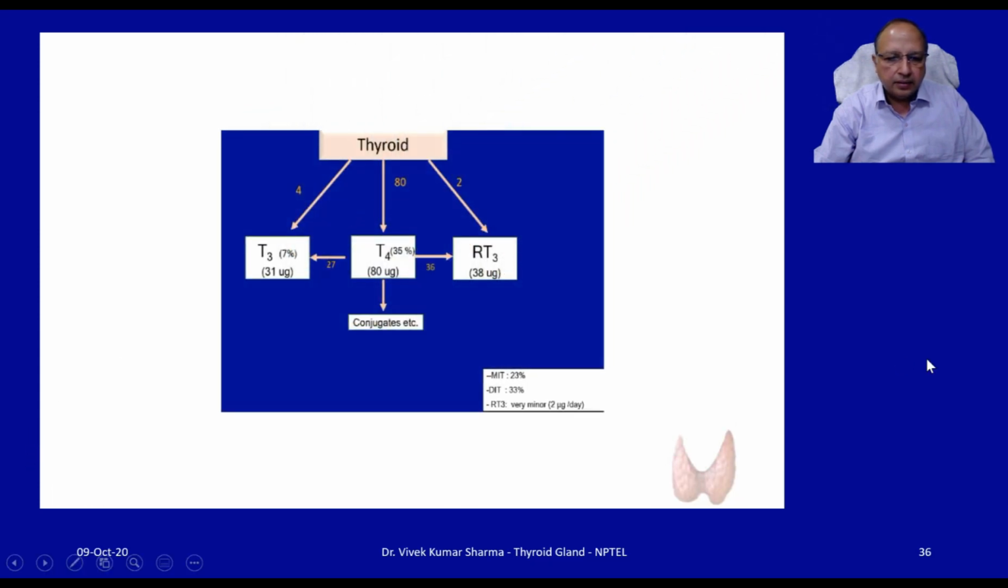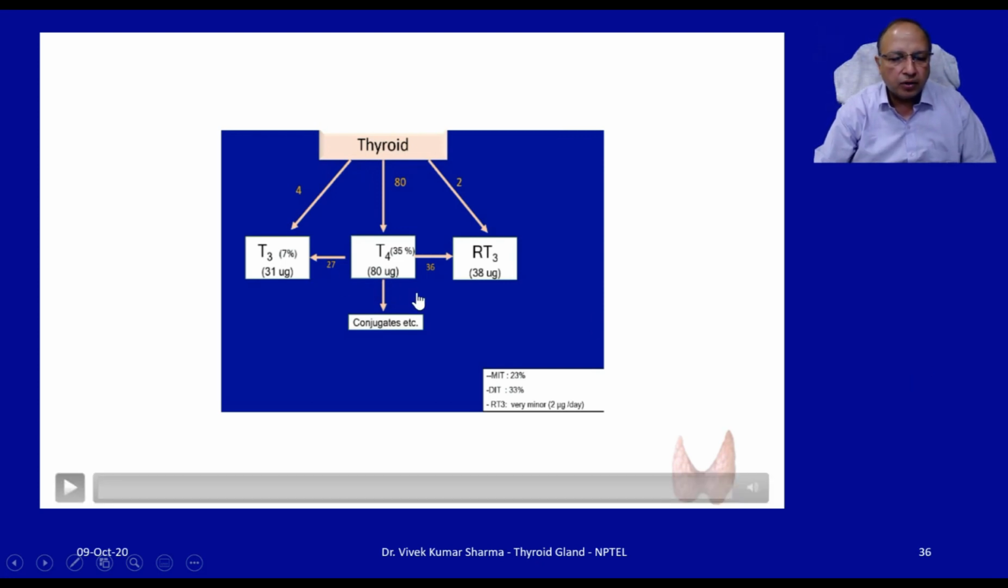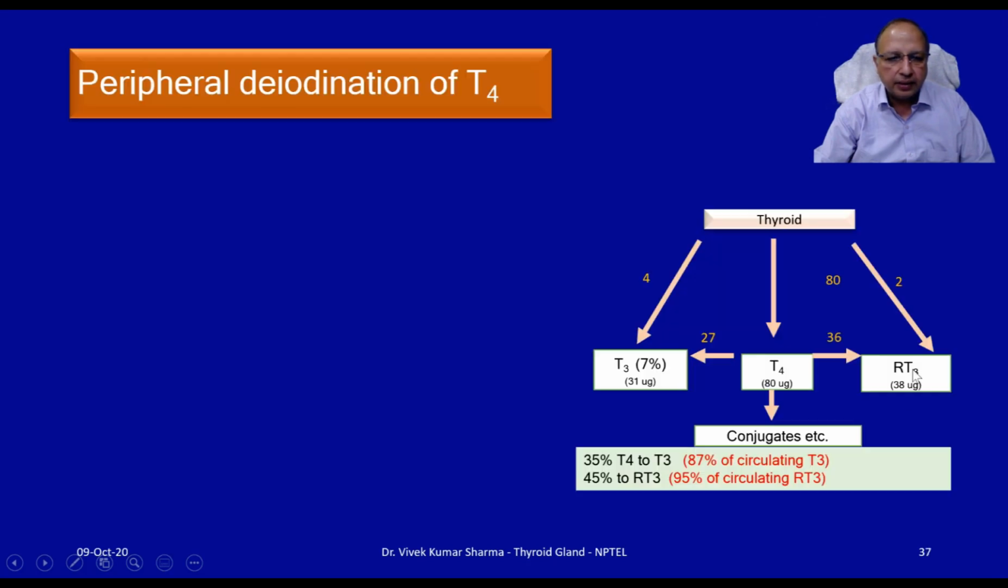So now the thyroid gland is going to give rise to the production of T3 and T4, but what we can see is that most of the secretion is in the form of T4, which is 80 micrograms, T3 is just 4 micrograms, and reverse T3 is 2 micrograms. But when it comes into the circulation and reaches the target organs, there will be peripheral deiodination of this T4 into T3 to meet the requirements of the body. So in a normal condition, MIT is 23%, DIT is 33%, and we find that RT3 is very minor, that is 2 micrograms per day.